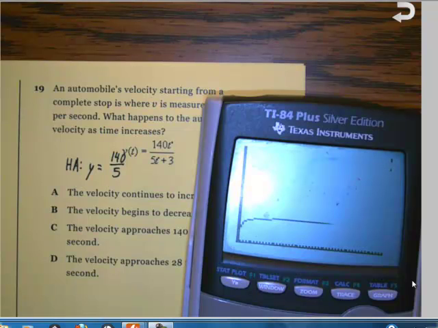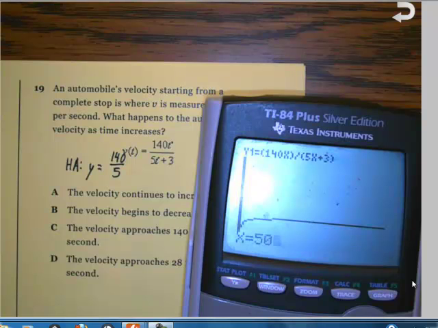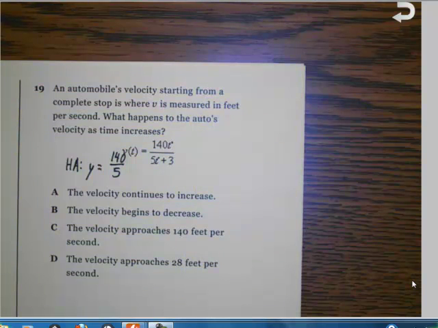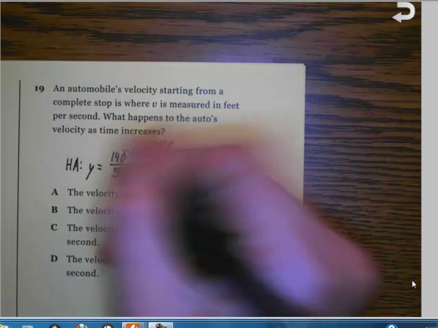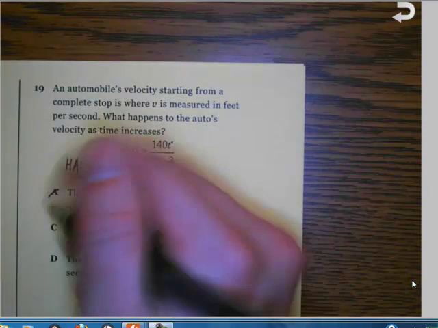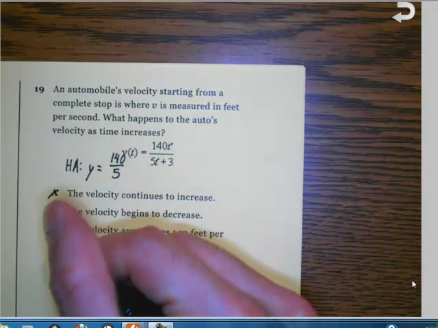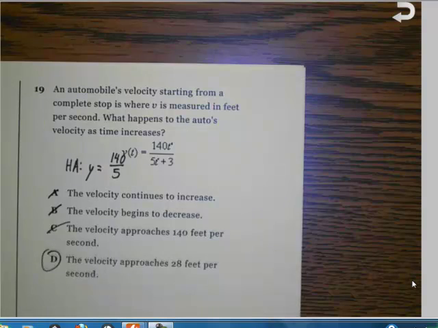And you see that it levels off, and let's see where it levels off to. Let's go on ahead, hit trace at 50, and you see it gets very close to 28, and so 28 is as high as it goes. So it does not continue to increase, it does not continue to decrease, it does not approach 140. In fact, it levels off at 28 feet per second.